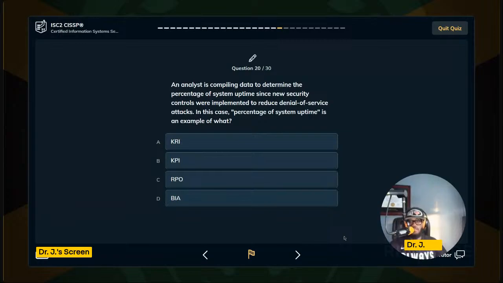An analyst is compiling data to determine the percentage of system uptime since new security controls were implemented to reduce denial of service attacks. In this case, percentage of system uptime is an example of what?